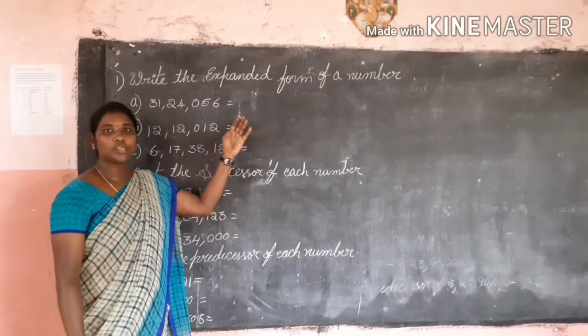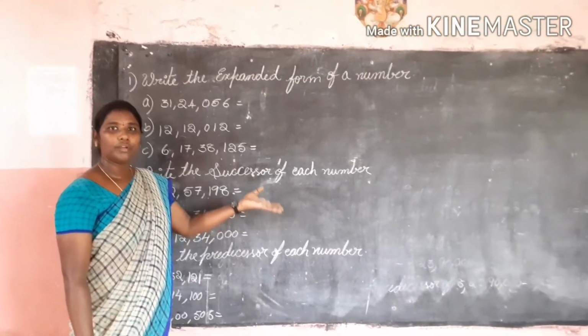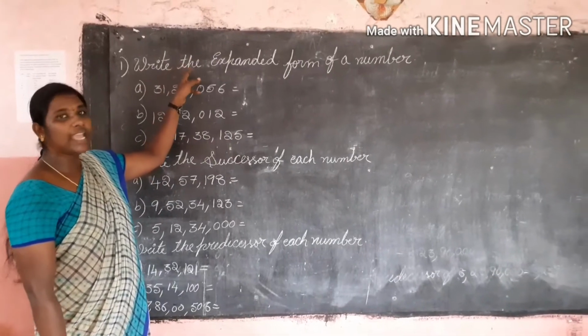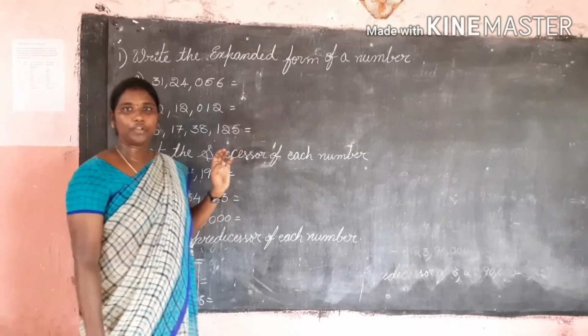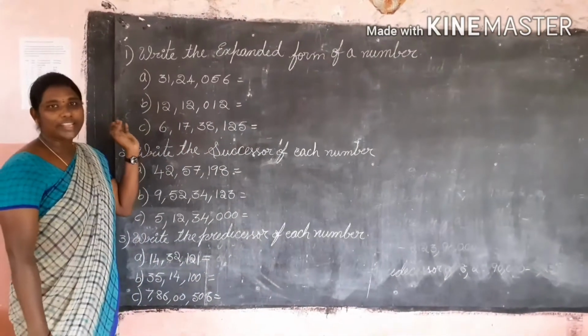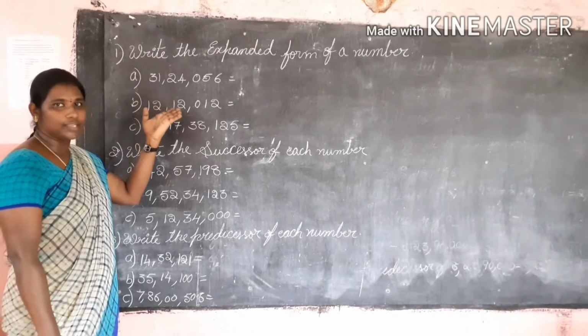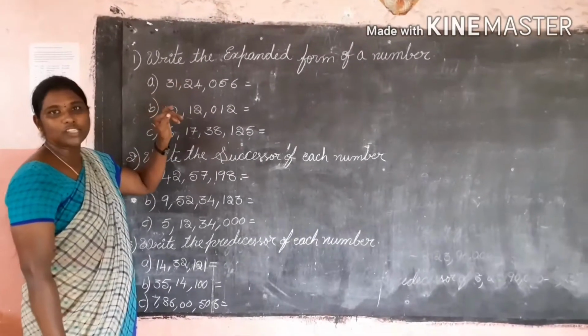Okay children, let us do some more problems on these topics. What we have discussed before, we are doing some more problems on those topics. First one, write the expanded form of a number. How to expand these numbers? You already know. You see the earlier videos, where I explained how to expand this.